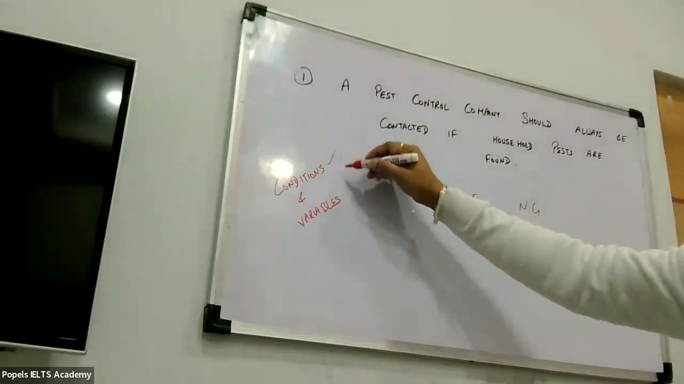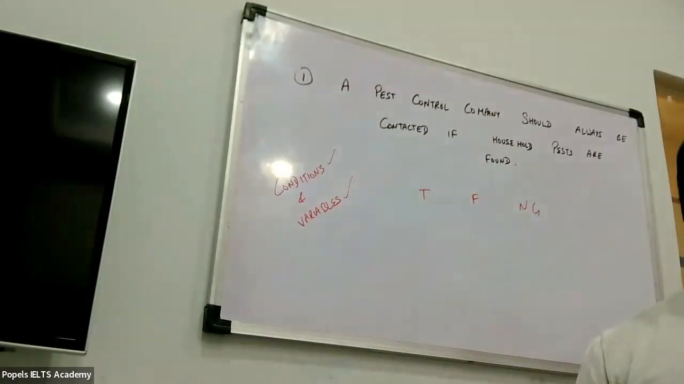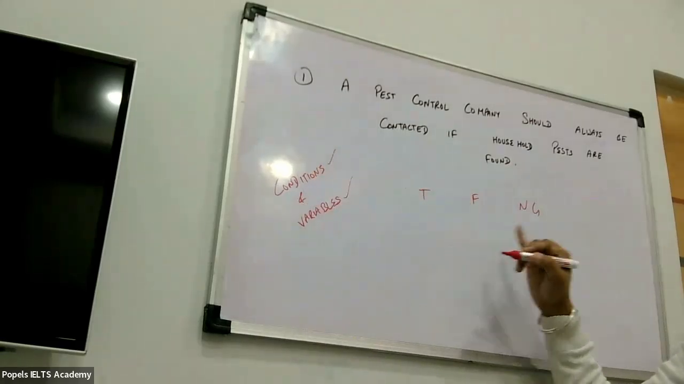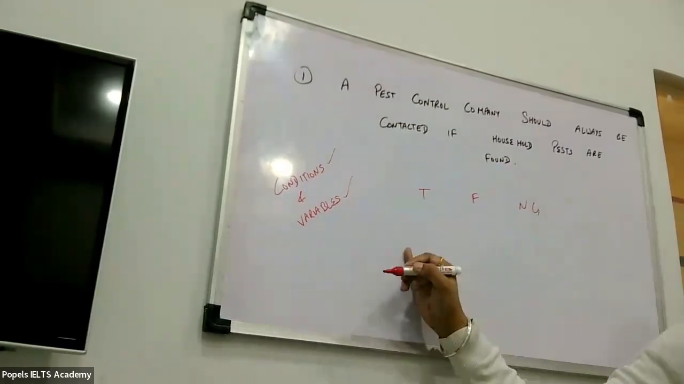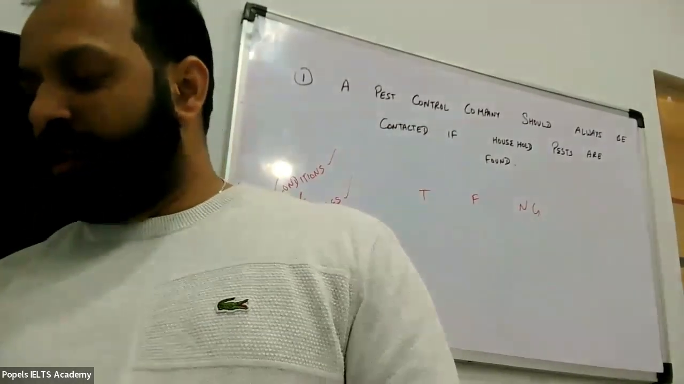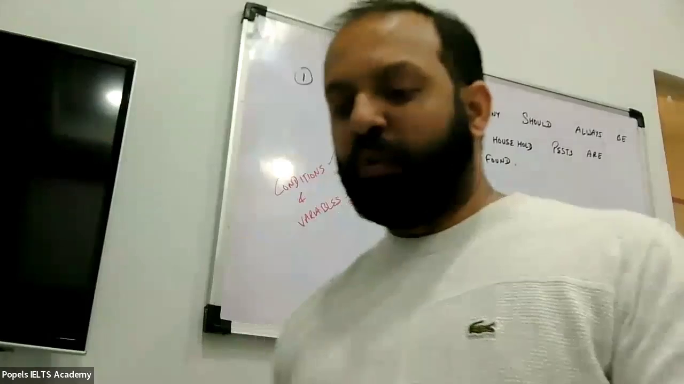True is when all conditions and variables meet. False is when anything is opposite. Not given if anything is missing. Am I right or wrong? Clear till now? Now there will be one complicated question.